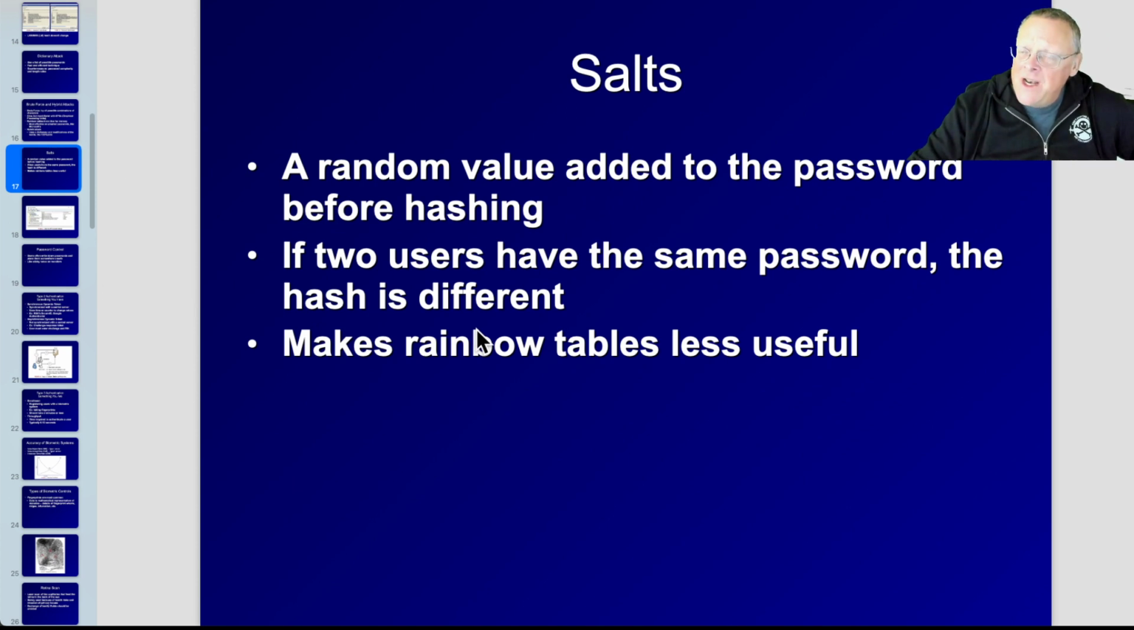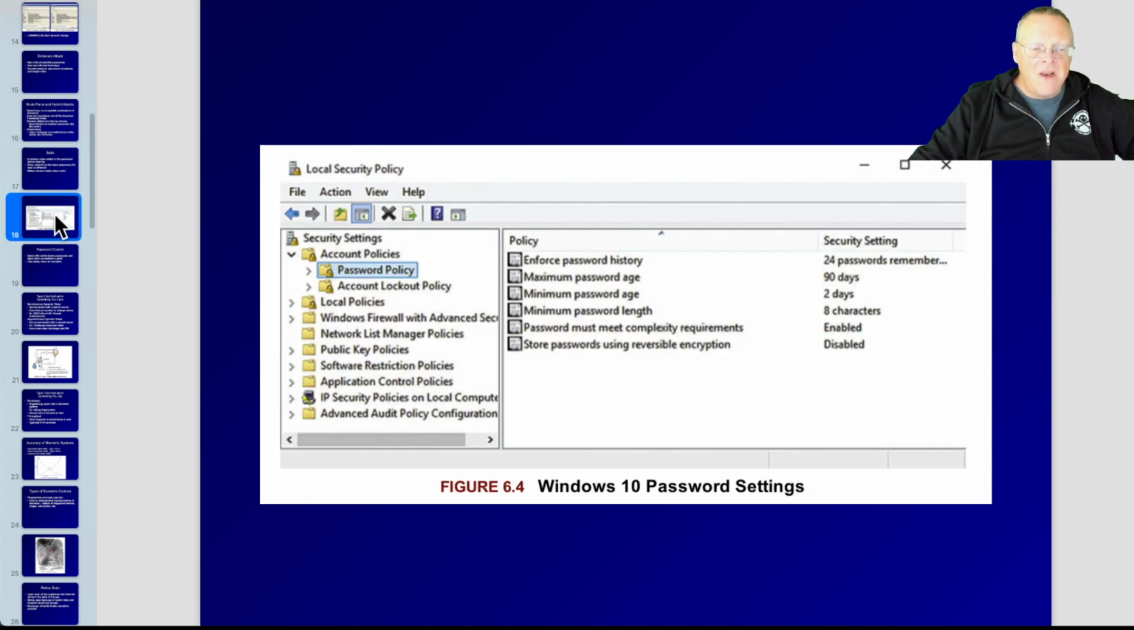You take your password and add, say, 8 random characters to it before hashing it, and then you store those 8 random characters next to the hash. And the point is, if 2 users use the same password, they will have different hashes, and you won't be able to tell. This prevents rainbow table attacks, and it prevents you from spotting if 2 people use the same password. Microsoft has offered these password options in the security policy for decades.